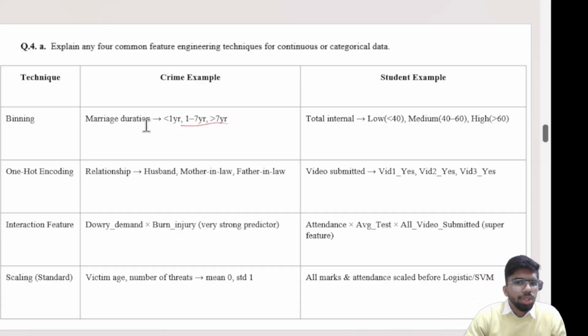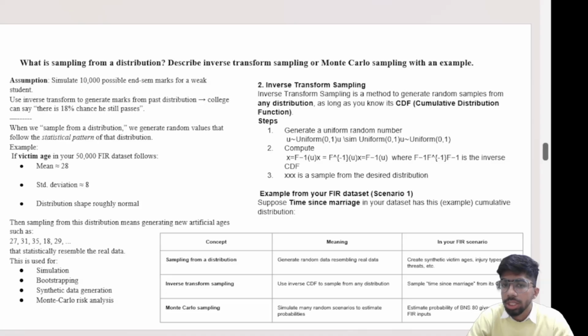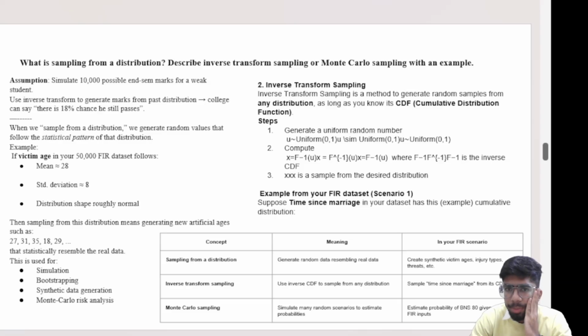Now let's get started with question 4b, which is, what is sampling from a distribution? Describe inverse transformation sampling or Monte Carlo sampling with an example. In my slides you can see all 3 concepts using real examples from FIR datasets and student marks. So what is sampling from a distribution? Sampling from a distribution means generating new artificial data values that follow the same statistical pattern as the original data.